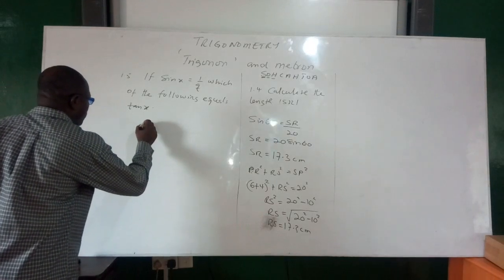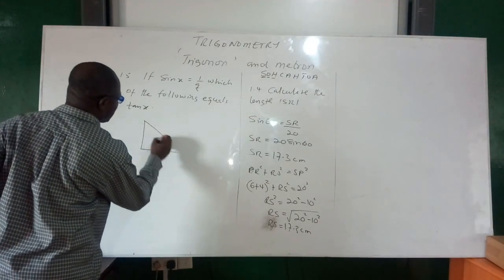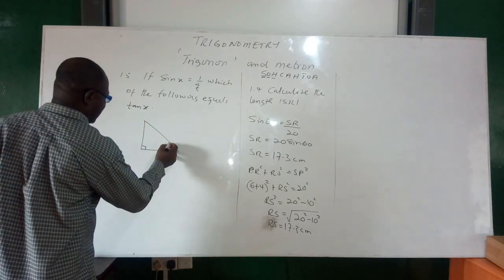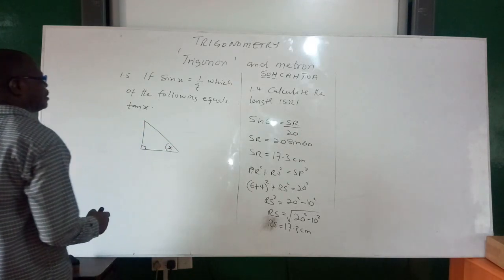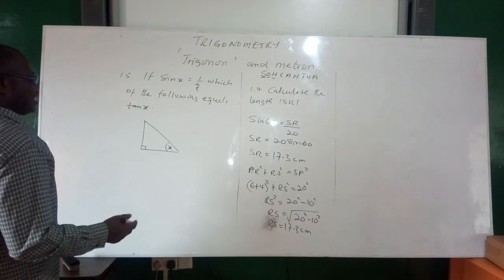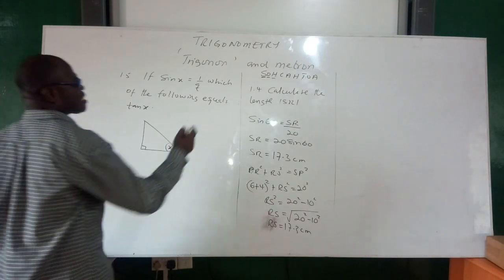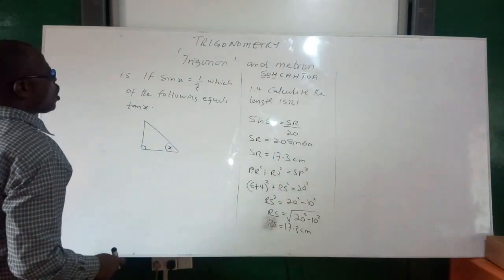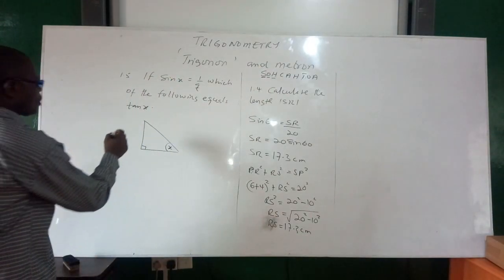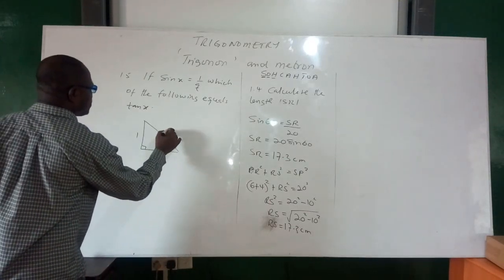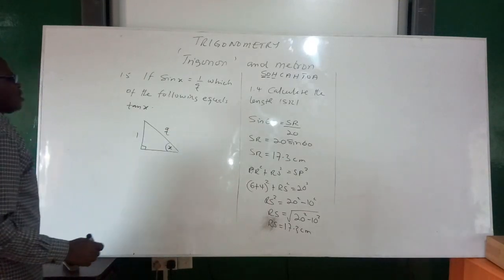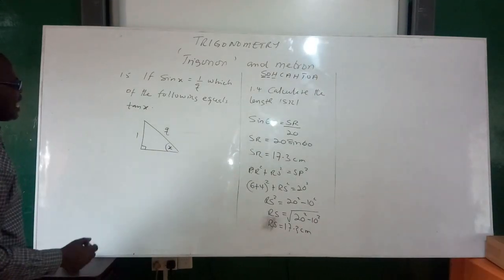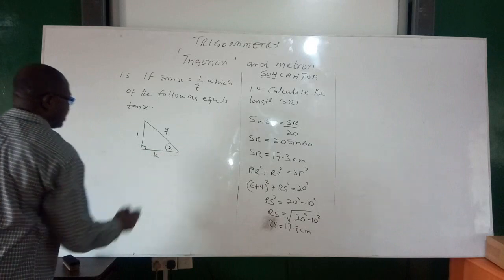So let's draw our right angle triangle as usual. This time the angle is not theta, it is x. So we've marked the angle. Clearly sine is still opposite over hypotenuse. So opposite is 1, and hypotenuse is q. We have been told to find tan, so this side is not known. Let's put k there, and then find k.